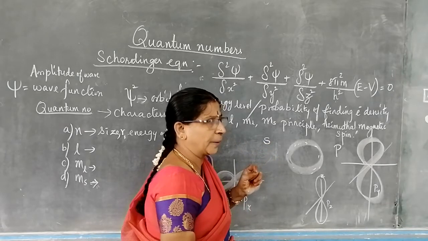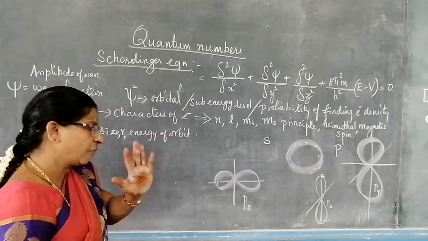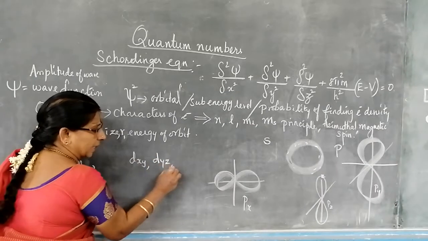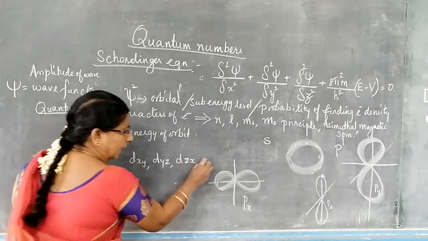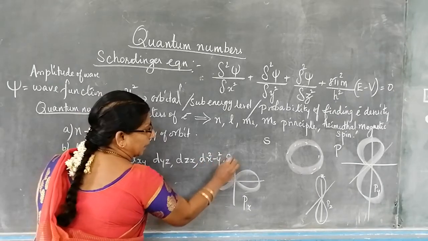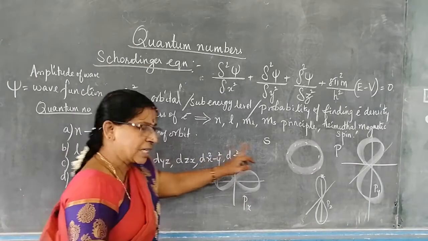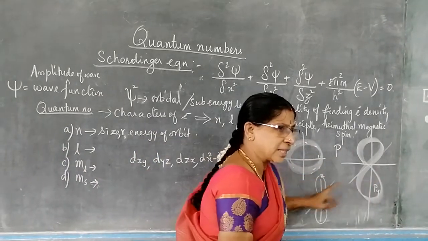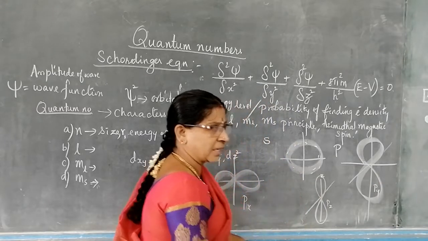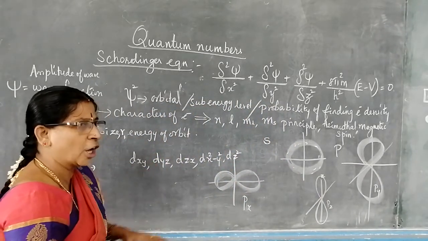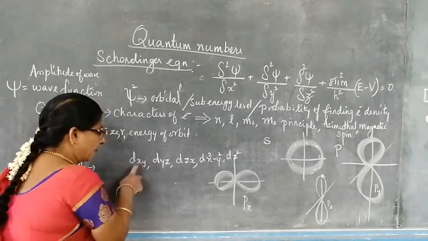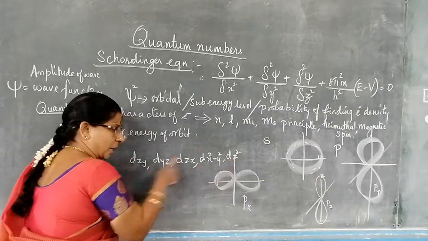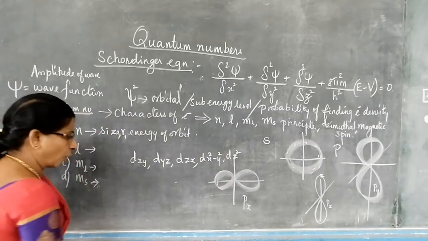If you come to the d orbitals, they are oriented in 5 ways: dxy, dyz, dzx, dx square minus y square, dz square. So first, the s orbital is not directionally oriented. The p orbital is directionally oriented: px, py, pz. The third is the d orbital. The fourth one is the f orbital. All the d orbitals I am going to draw.